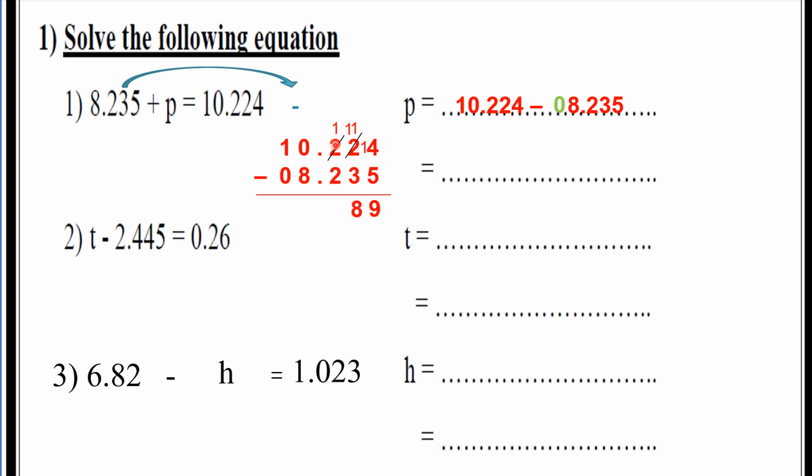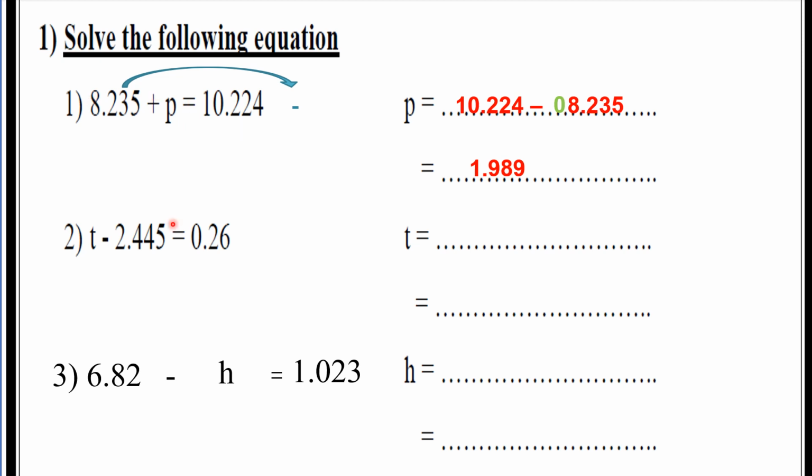11 minus 3 will be 8 and 1 minus 2 can't be. We will borrow from 0. We can't, so we will borrow from 1. The 1 will be 0 and the 0 will be 10. And now 1 will borrow from the 10. The 10 will be 9 and the 1 will be 11. Now 11 minus 2 equals 9. Put the decimal point. 9 minus 8 will be 1. And 0 minus 0 is 0, which has no meaning. So the answer will be 1.989.